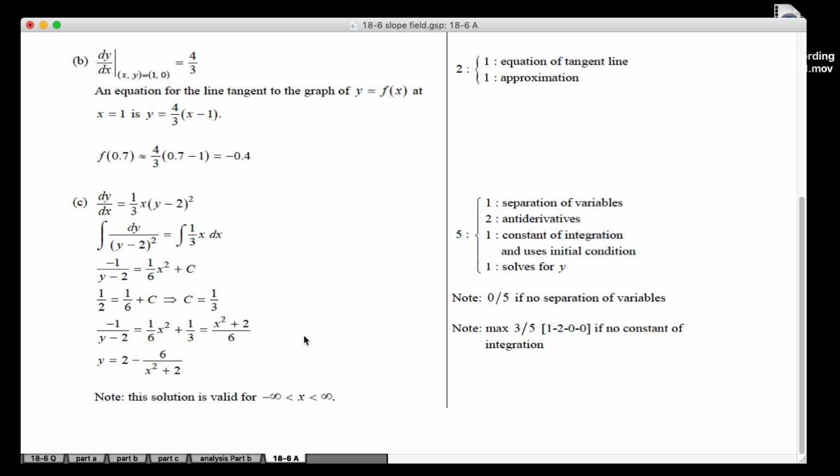And then there's another thing here too, is once you get down to the step where you integrate, if you don't add the constant of integration, you can only get a maximum of 3 points out of 5. Okay? So what they basically gave you is 1 point for separating variables. But again, if you didn't, you're going to get 0 points for the whole question. Okay? 1 point for integrating each side. Okay, 1 point for the constant of integration and then finding C, and that's for the particular solution, and then 1 point for solving for y. Okay, so that's the point value for this.